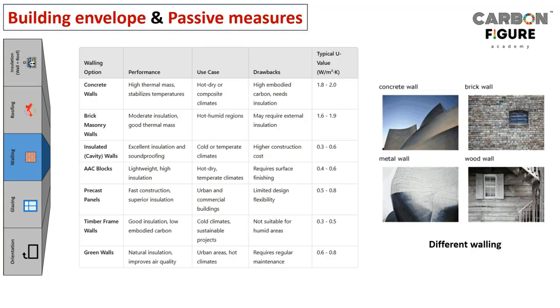Then green walls: obviously natural insulation, improves air quality, all those things. Green walls are nothing but, I think we have already seen this in one of the previous modules, growing vegetation on your vertical walls, right? It can be good for urban areas and hot climates, but requires regular maintenance. That's very important here, but it provides a decent U value of 0.6 to 0.8, almost equal to precast panels. So these are the different options with respect to walls and a better indoor environment.